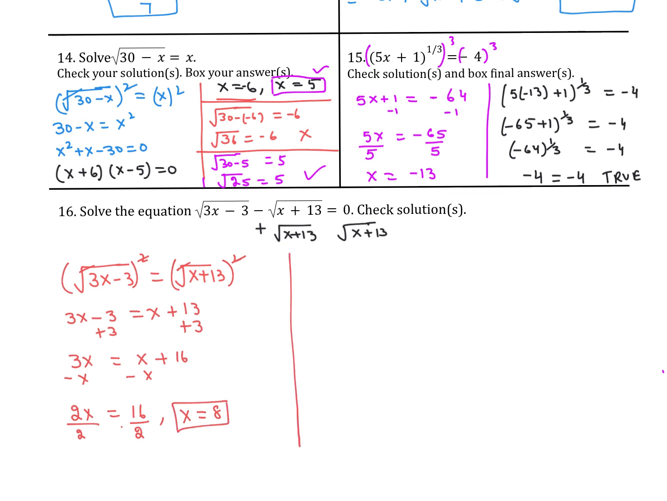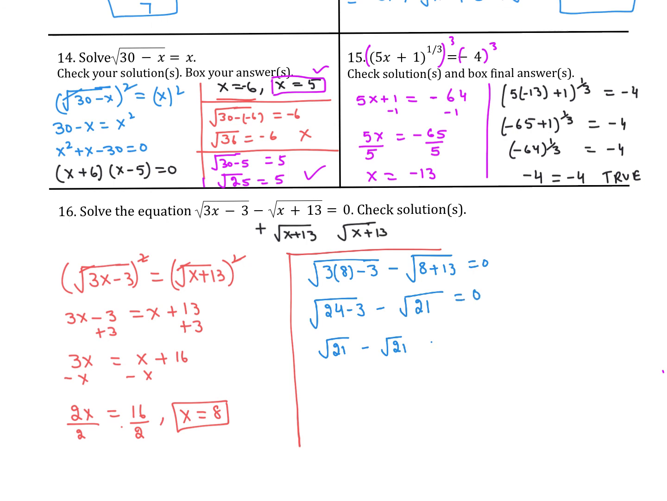Now we're going to check if x equals 8 is the right answer by plugging it into the given equation. The given equation is square root of 3 times 8 minus 3, minus square root of 8 plus 13, and that should be equal to 0. Let's see if that is equal to 0. 24 minus 3 is 21, and 8 plus 13 is 21. That's going to be square root 21 minus square root 21, which is equal to 0. So that is true. So x equals 8 is your solution.